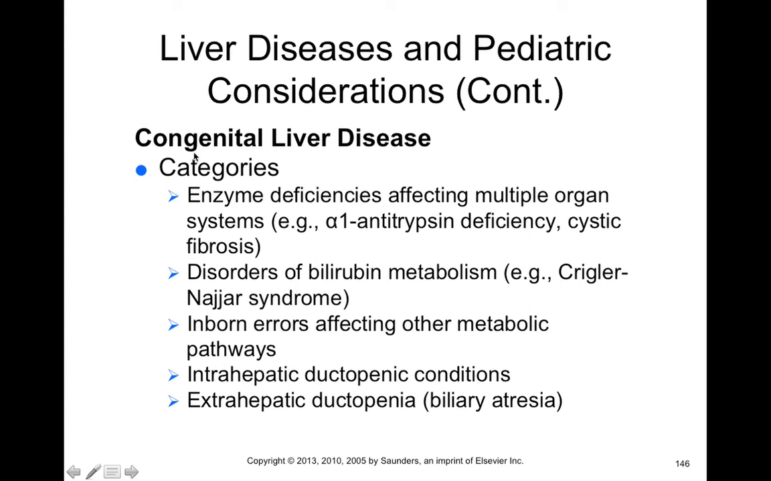Now, some other congenital liver disorders include things like enzyme deficiencies or defects in bilirubin metabolism or other metabolic pathways. So we see things like alpha-1 antitrypsin deficiency or cystic fibrosis can affect the liver. We have disorders of bilirubin metabolism like Crigler-Najjar or other metabolic inborn pathways where someone might start to accumulate a lot of wastes within their liver cells due to defects in waste breakdown, and otherwise intrahepatic or extrahepatic conditions can also affect the liver.